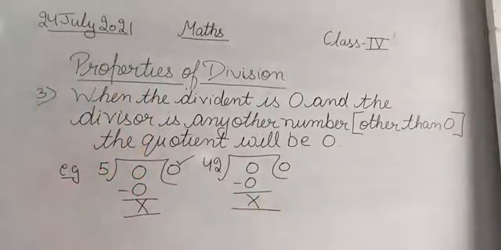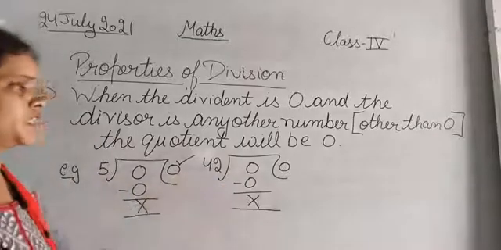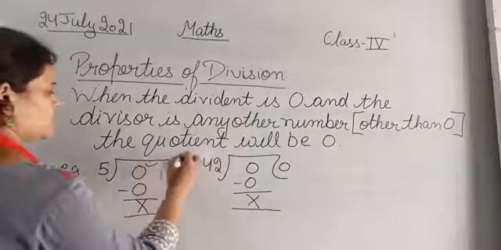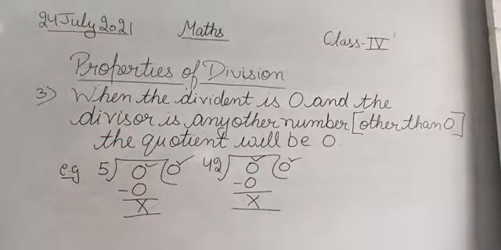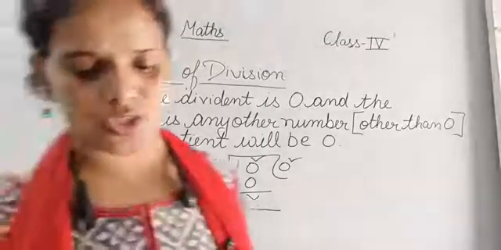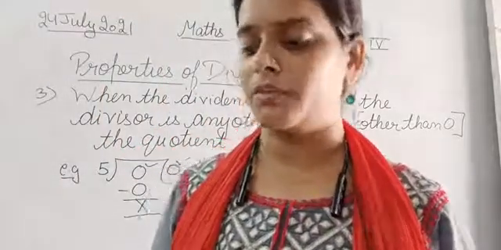So see, it is being proved that when the dividend is 0 and the divisor is any other number other than 0, the quotient will always be 0. So if our dividend is 0, our quotient will always be 0. So this is the third property of division. So these are the three main properties of division that you must revise before doing the division.